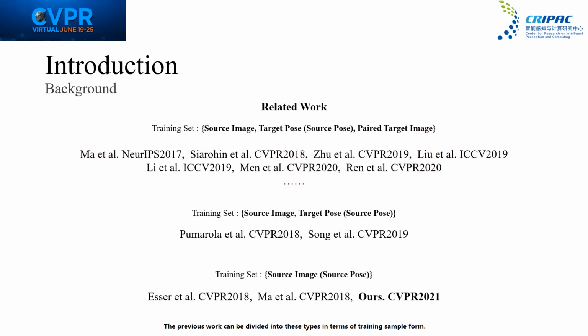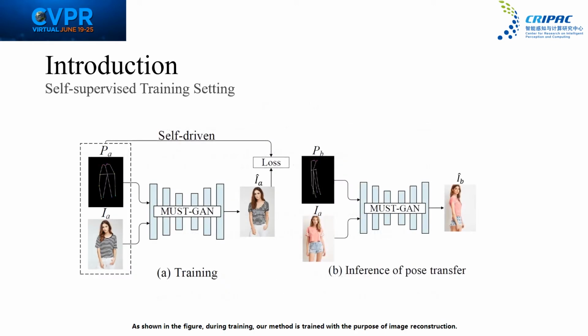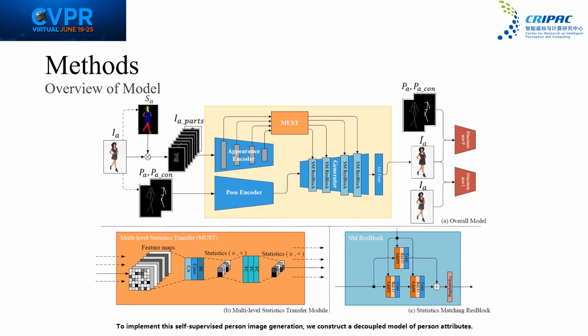The previous work can be divided into these types in terms of training sample form. Our method uses a self-supervised training approach with minimal dataset requirements. As shown in the figure, during training, our method is trained with the purpose of image reconstruction, while in the inference, we are free to control the input pose and the input person image to generate a person image with corresponding attributes. To implement this self-supervised person image generation, we construct a decoupled model of person attributes.